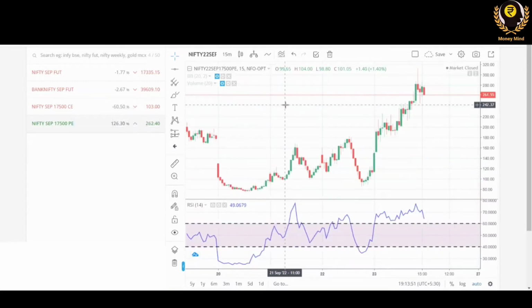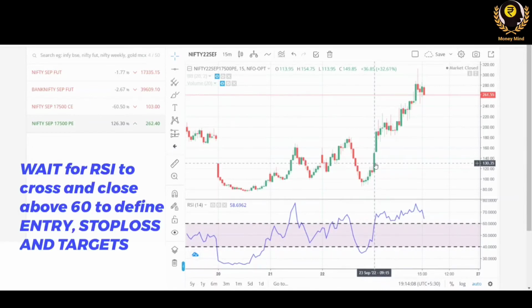So now I'll look at the 17,500 put. Okay, so at 9:15, you can see that at the closing of 9:15, RSI has not crossed above RSI 60. Now I will wait for the RSI to cross and close above 60 to mark my entries and stop loss.